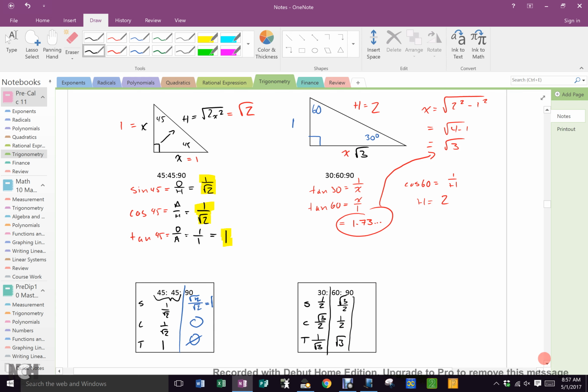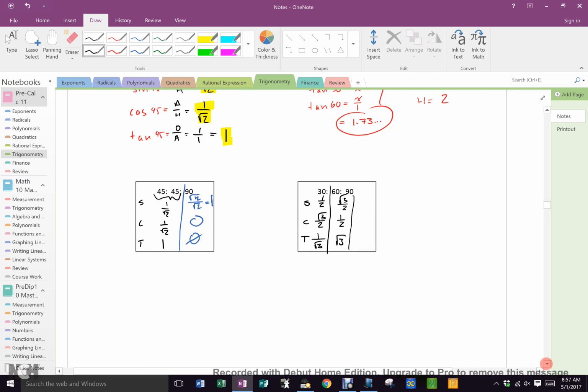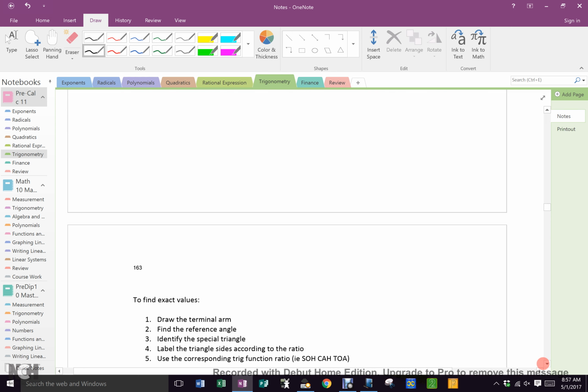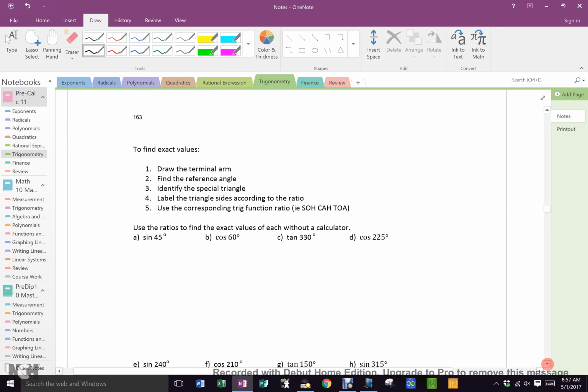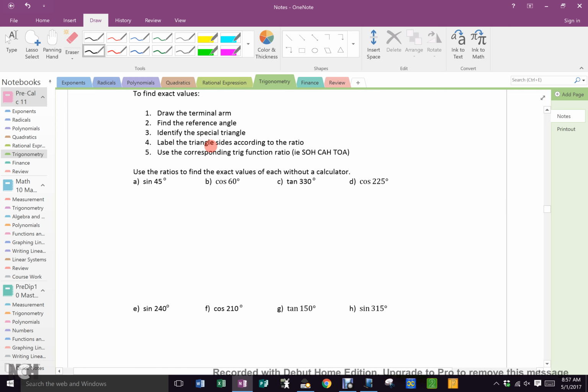Is everybody cool with how we got all these? Going once, going twice, going thrice. All right, so turn your page over. There's the steps. Okay? Some of you guys like to see that. Some of you guys like to figure that out on your own. But there they are. When you have the steps, it's real easy.